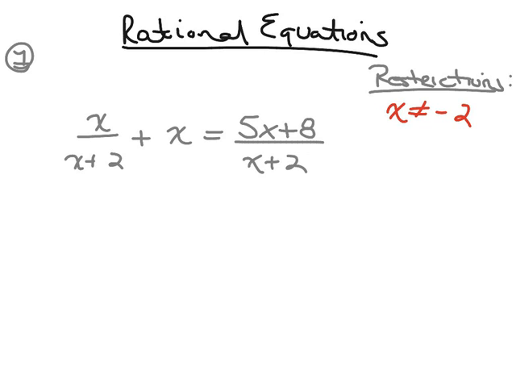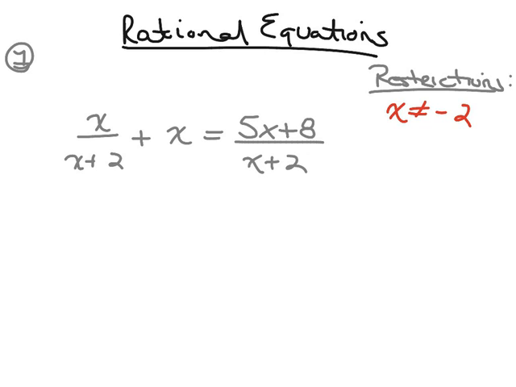And that's because if I replace x with a negative 2, you'll notice down in our denominator here that negative 2 plus 2 would give us a 0. And again, we can't have that in the denominator. Same thing over here. If I replace x with a negative 2, negative 2 plus 2 gives us a 0. And again, we can't have 0 in the denominator. Alright, so that's our one restriction.